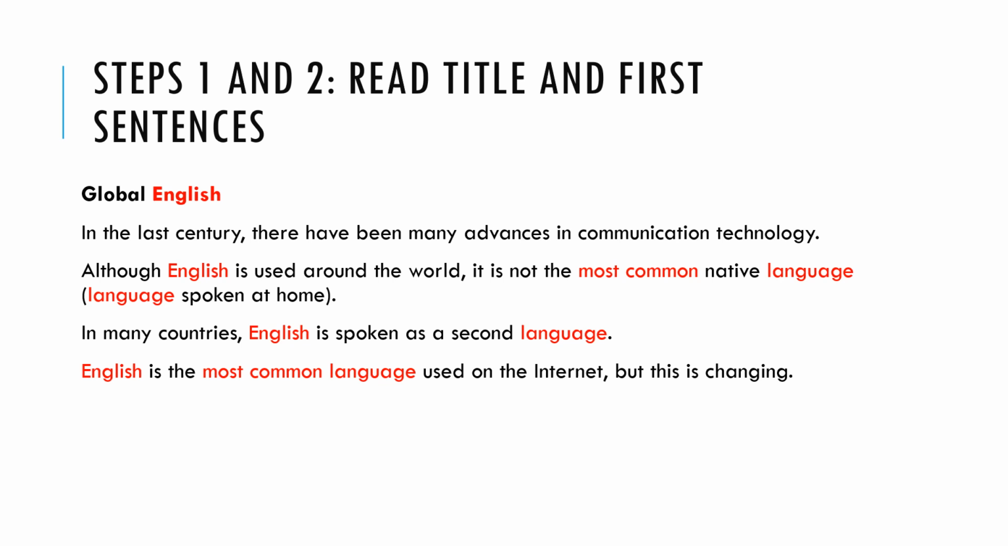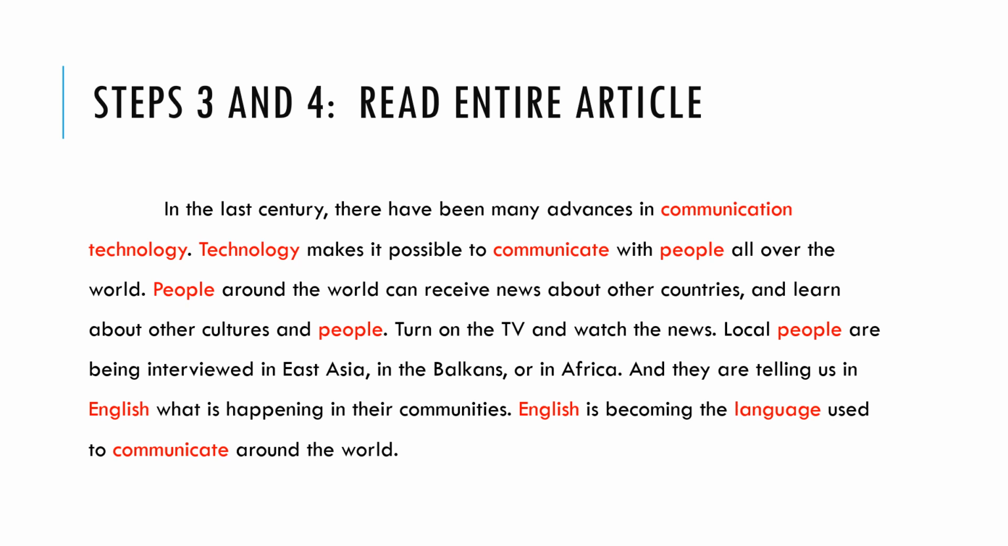Once we have this sense, once we've read the title and the first sentences, we should ask ourselves, what do I think the author is saying about the English language? What's the point that the author is trying to make about the English language? So as I go into the next step and read the whole article, I should have this idea in mind as to what I think the author is saying about the English language. So now we go on to step 3.